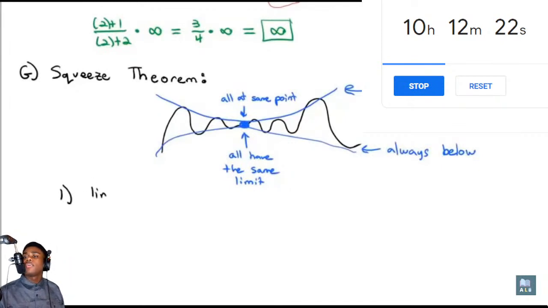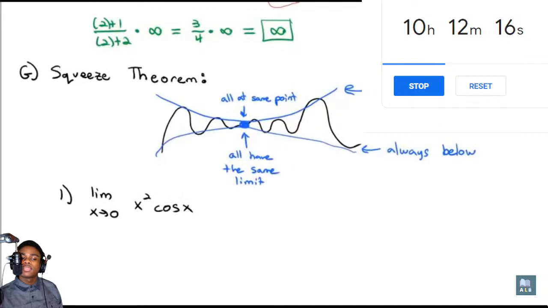So let me show you what this looks like. Let's say we want to know the limit as x goes to 0 of x squared times cosine of x. We don't have a limit rule yet that says we can just plug the number into the cosine, just into polynomials, into fractions, into multiplication, into radicals, but not into cosine. So we need to use the squeeze theorem to get at it.